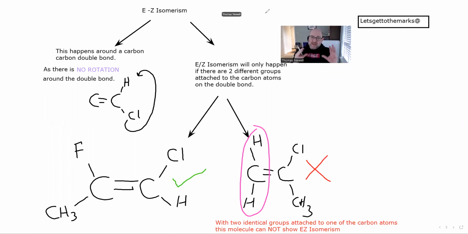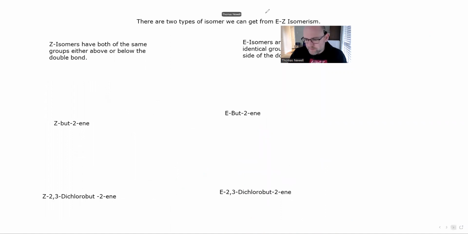So now that we've established how we achieve E-Z isomerism, let's look at how we name the different isomers. Do we call them an E isomer or a Z isomer? Let's get into it. Okay.